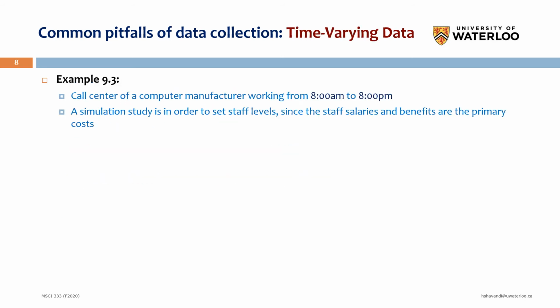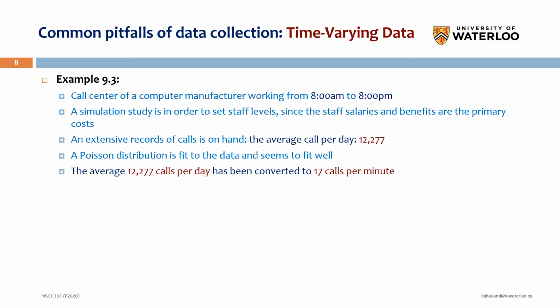Another example is time varying data. Let's assume that we have a call center of a computer company, and this center is working from 8 a.m. to 8 p.m. We have a simulation study in order to obtain the staff levels, and here we obtain the average calls per day by having extensive records of calls. So it's 12,277 calls per day. And it seems that assuming a Poisson distribution is a good fit for this data set.